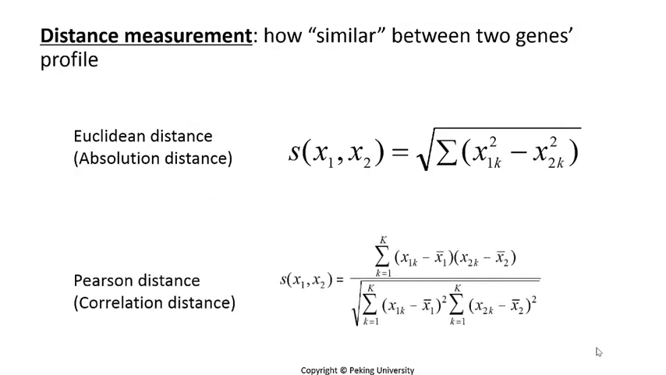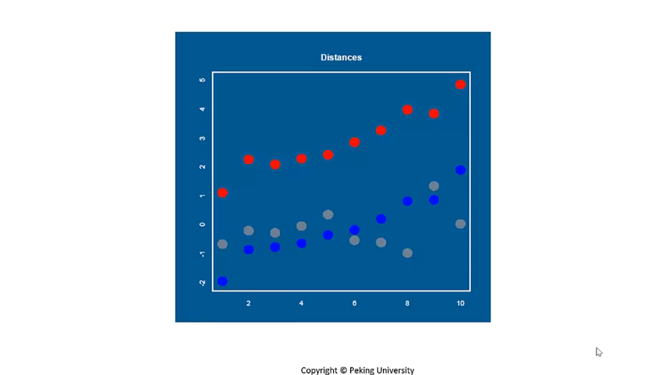Two commonly used distance measures are the Euclidean distance and the Pearson distance, or the correlation distance. The Euclidean distance focuses on the expression level, i.e., how similar the expression levels of two genes are. The correlation distance focuses on the expression pattern, i.e., how consistently the expression levels of the two genes fluctuate.